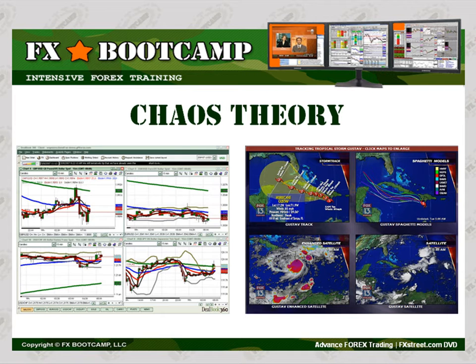Here's what happens. If that hurricane, which is a variable out there, has nothing to do with the financial markets, though, right? Well, maybe it does. What if that hurricane goes into the Gulf of Mexico and stops the shipment of oil? So it shuts down the supply lines, damages the oil platforms out there, and suddenly the United States is cut off from its oil supply.